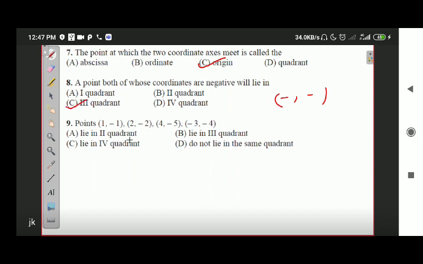These points lie on which of the given quadrants? We have to determine which quadrant these points lie on. So we have positive negative, positive negative, positive negative, and negative negative. Positive negative is the fourth quadrant, and negative negative is third quadrant. So all 4 points are not lying on the same quadrant. It can be third or fourth quadrant, that is none of the options, so they do not lie on the same quadrant.